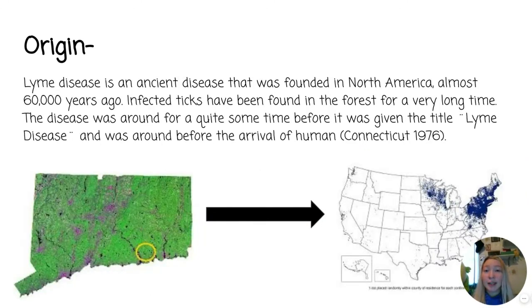Lyme disease is actually an ancient disease, so it's been around for a long time. It was originally found in North America almost 60,000 years ago, and it was most commonly found in the forest. The disease was around for quite some time before it was given the title of Lyme disease, which is what we call it now, and it was around before the arrival of humans in Connecticut in 1976.